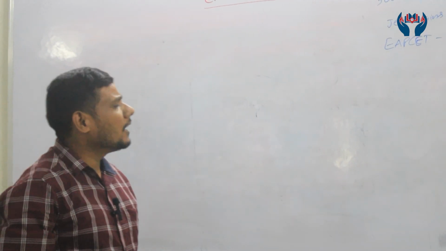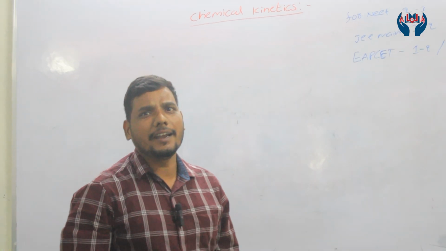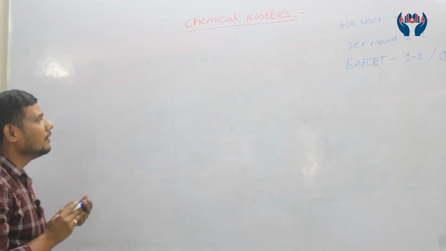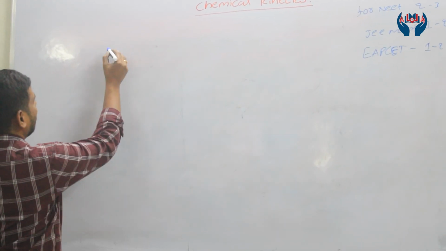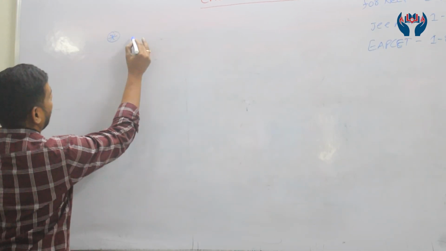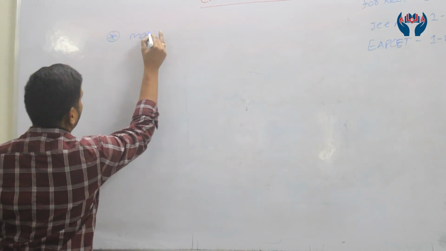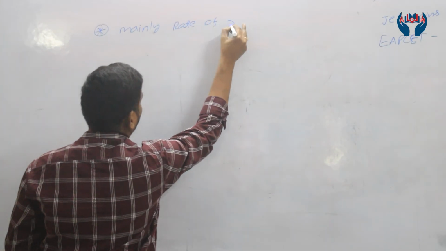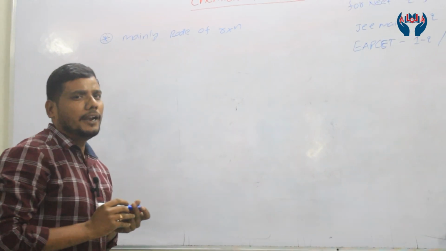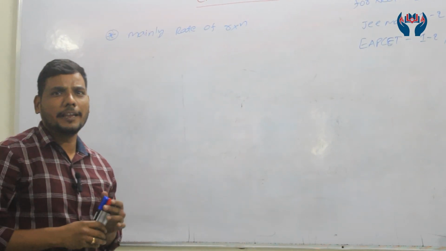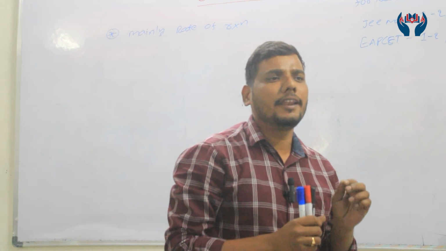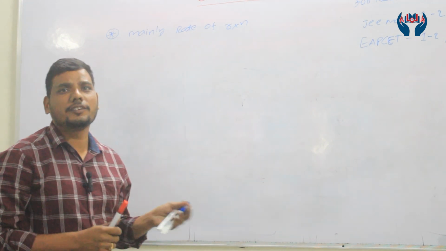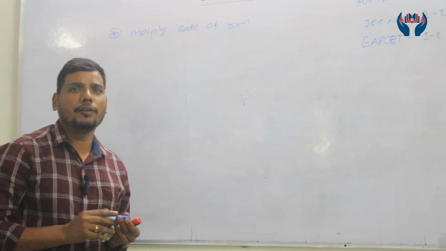In this chapter, chemical kinetics mainly deals with the rate of reaction. And the rate of reaction explains only moderate reactions, not fast reactions and very slow reactions.